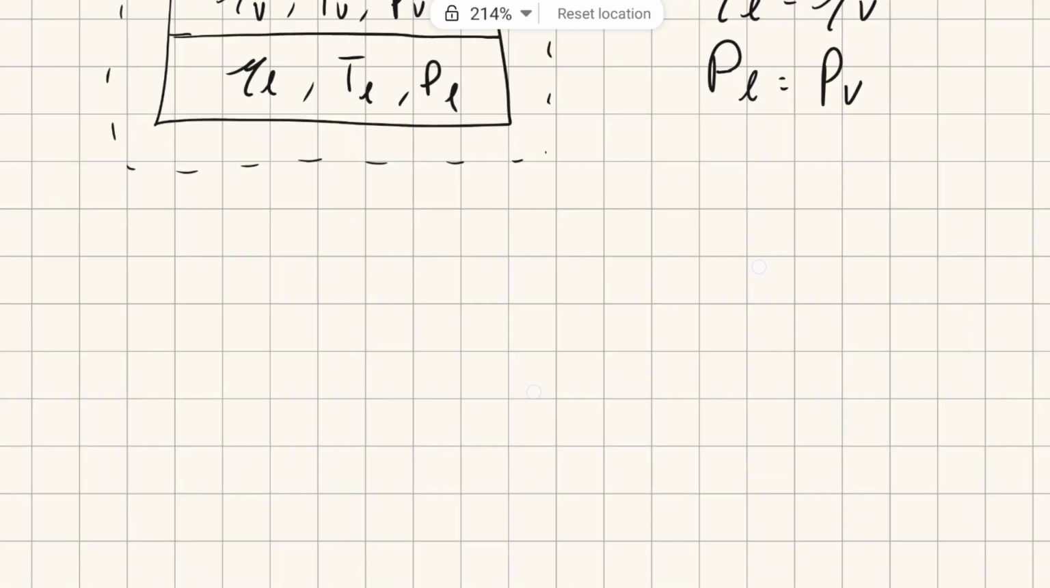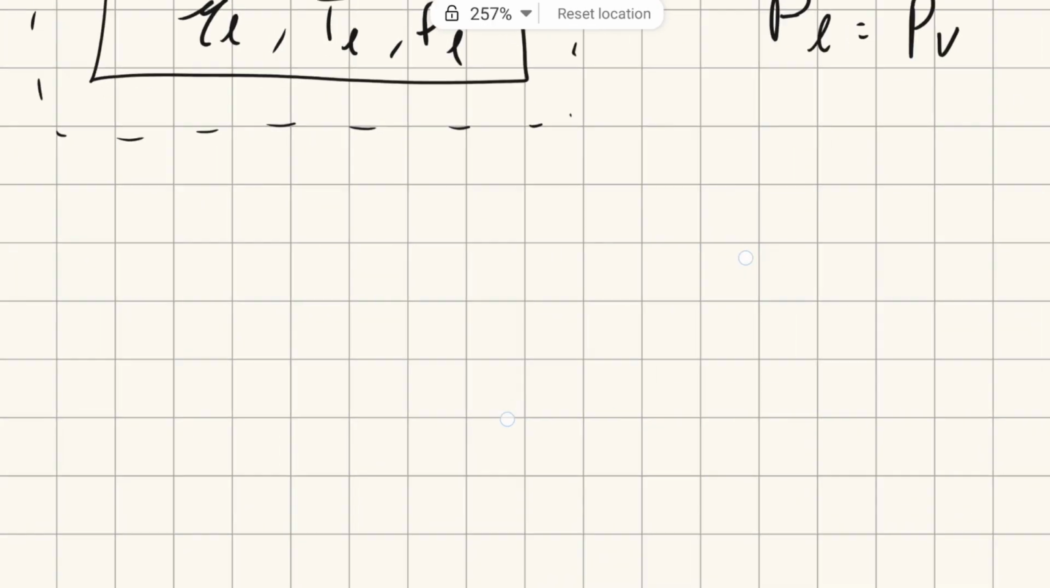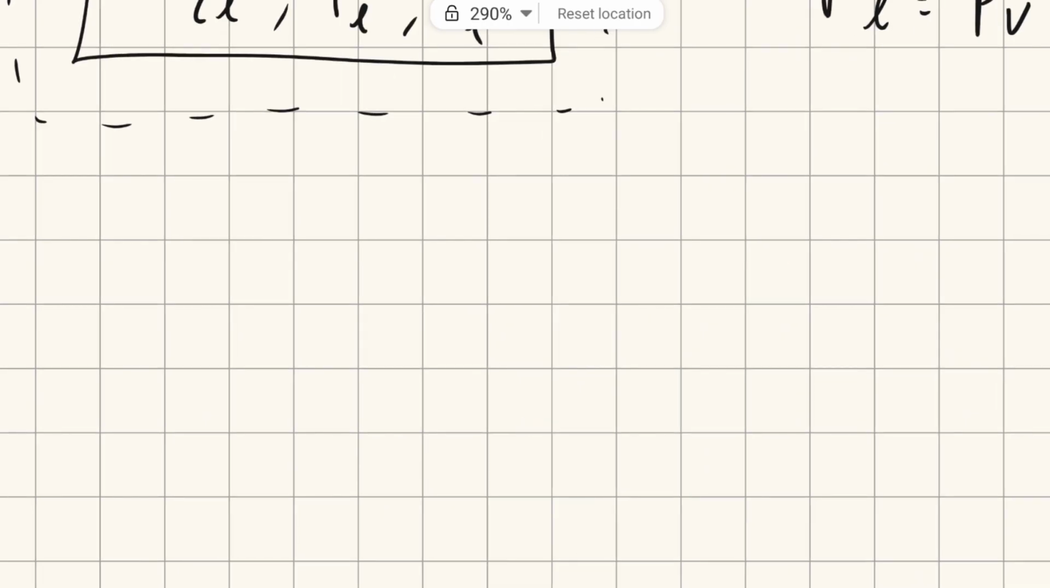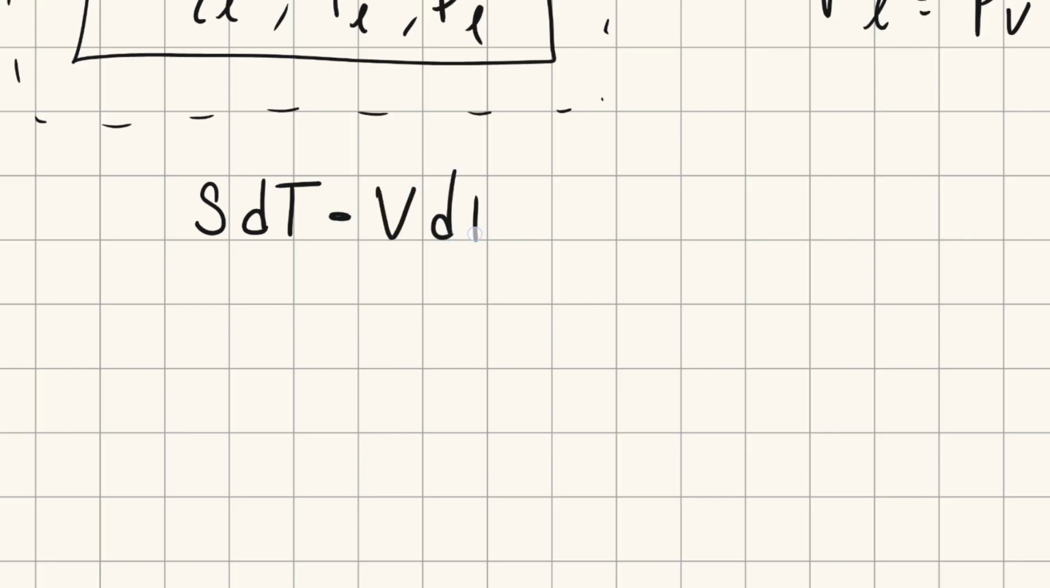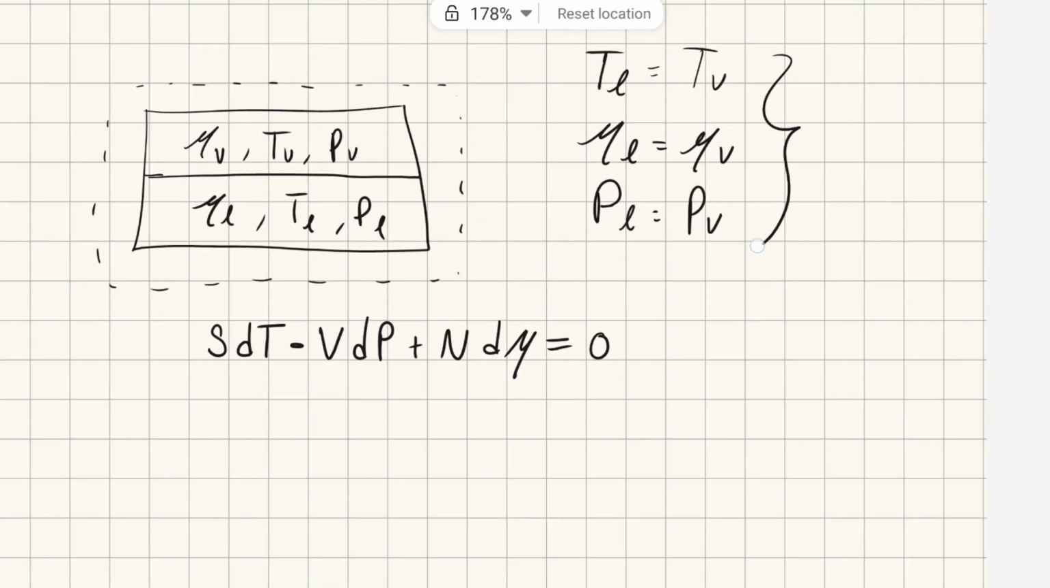With this, we can recall the Gibbs-Duhem relation. This is very well known in thermodynamics. The Gibbs-Duhem relation tells us that the entropy times a differential of temperature, minus the volume times a differential of the pressure, plus the number of molecules times a differential of the chemical potential, is equal to 0. So this relation is telling us that these three quantities are not independent from each other.